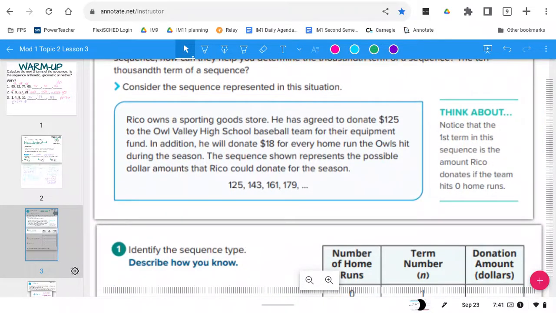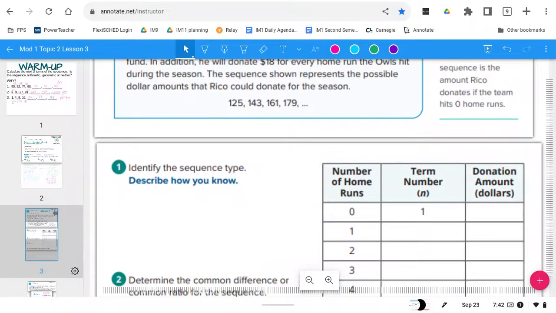Rico owns a sporting goods store. He agreed to donate $125 to the Owl Valley High School baseball team for their equipment fund. In addition, he will donate $18 for every home run the Owls hit during the season. The sequence is represented below.